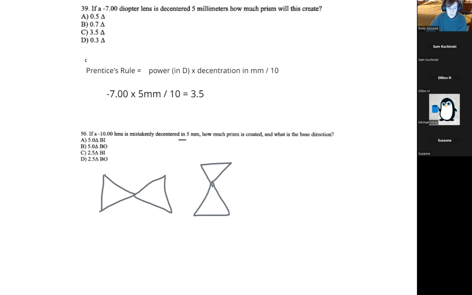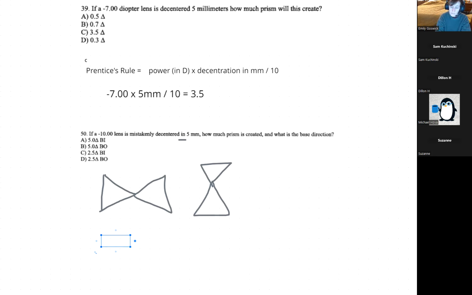Okay, so we know that it's a minus lens. We need to first do Prentice's rule, so let's go ahead and do that. And then I like to draw out the eye to figure out the last part. So we're going to do -10 diopters, and multiply that by the amount of decentration. So I'm just doing Prentice's rule again.